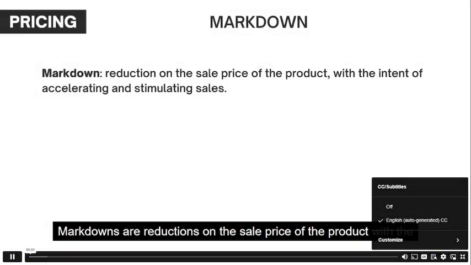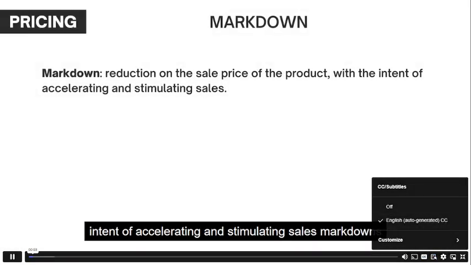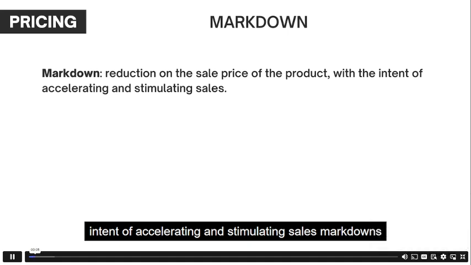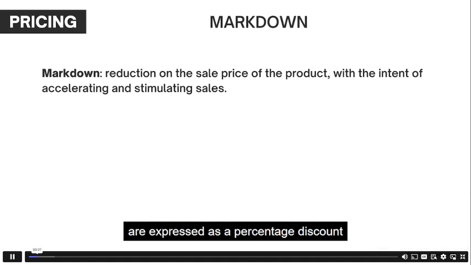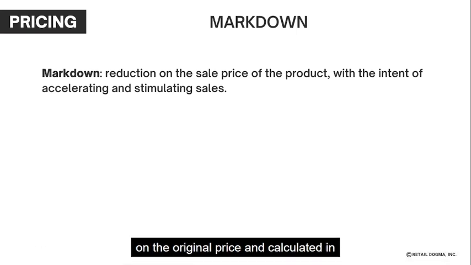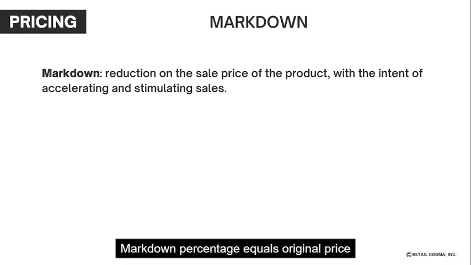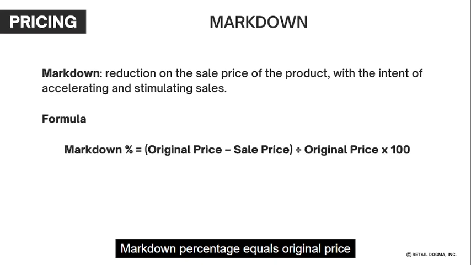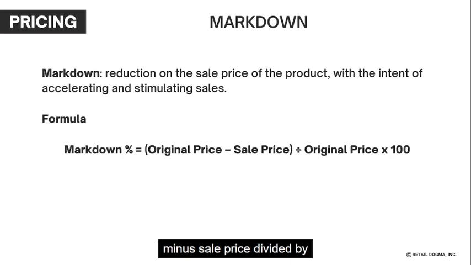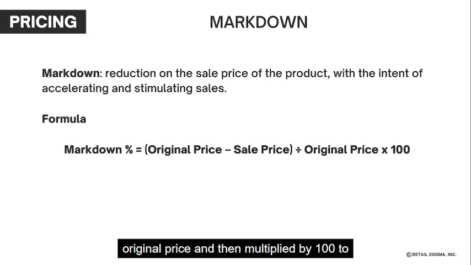Markdowns are reductions on the sale price of the product with the intent of accelerating and stimulating sales. Markdowns are expressed as a percentage discount on the original price and calculated in the following way. Markdown percentage equals original price minus sale price divided by original price and then multiplied by 100 to get the percentage.